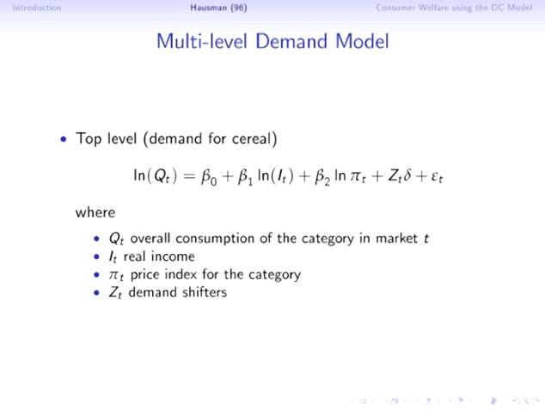Again, a similar idea: the total quantity of cereal that you bought as a function of some price index. That's that pi over there. Some exogenous demand shifters, and here you'll actually have real income. Okay, so that's basically these 3 levels, right?